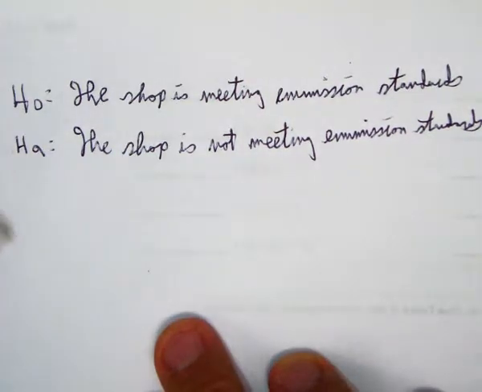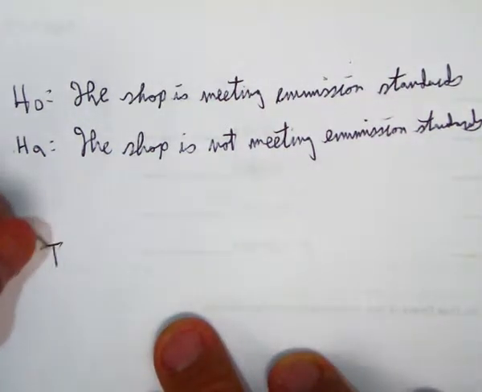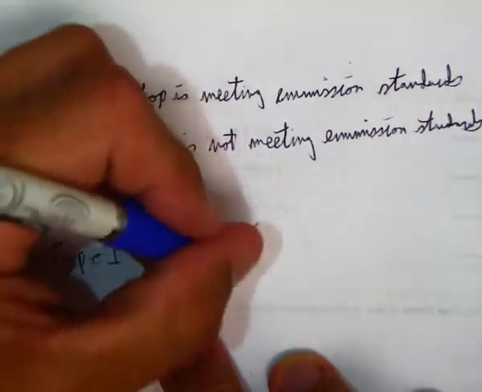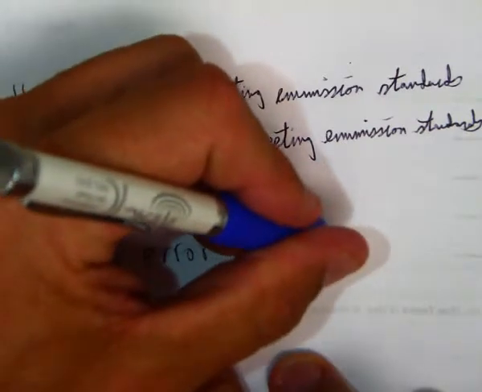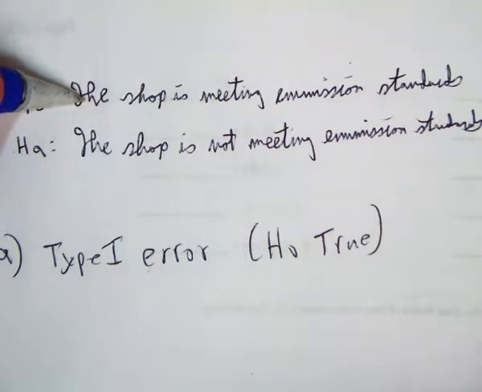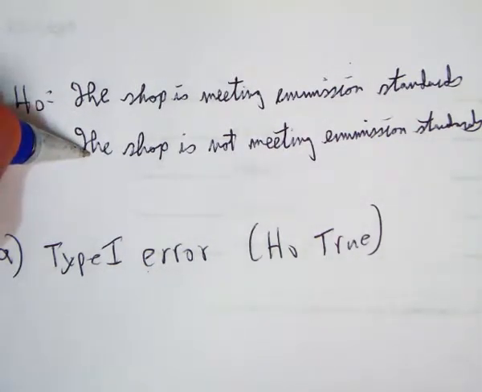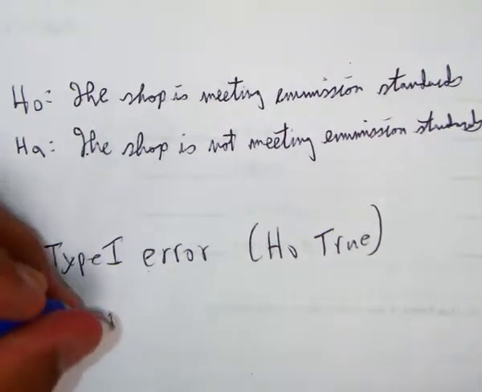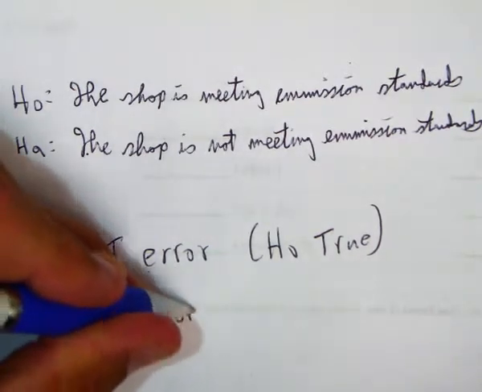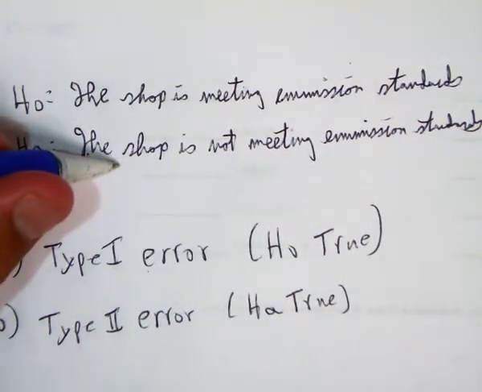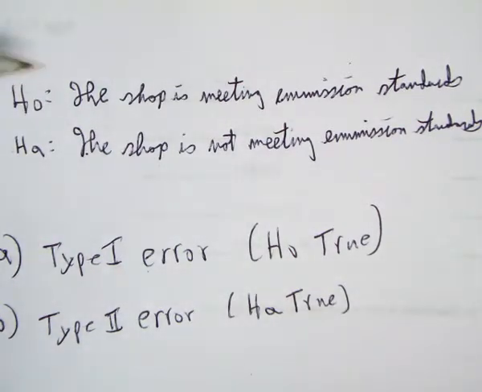Okay, so the first question, A, well, what's a type 1 error? A type 1 error, remember, is that H0 is true. So the shop is meeting emission standards, but we conclude that it is not. That's a type 1 error. B, what's a type 2 error? Well, a type 2 error, the alternative is true. So the shop is not meeting emission standards, but we find that it is.